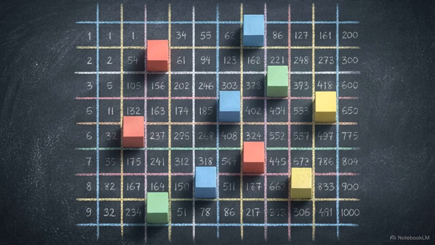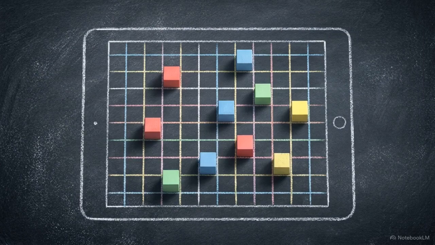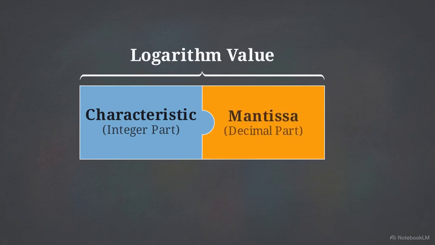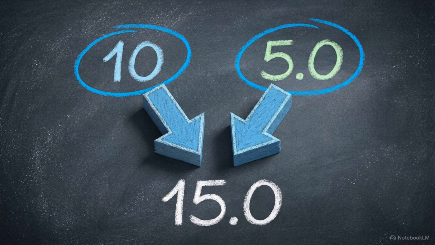Pull out a physical copy or open a digital one on your screen right now, because we are going to use it. Every logarithm value is constructed by snapping two distinct pieces together. The first is the integer half, called the characteristic. The second is the decimal half, called the mantissa. Once you learn how to independently find and merge these two halves, you can determine the precise fractional power of 10 for any positive number.